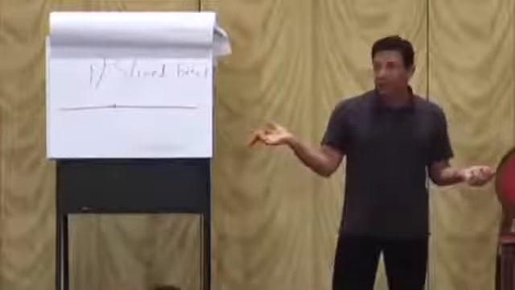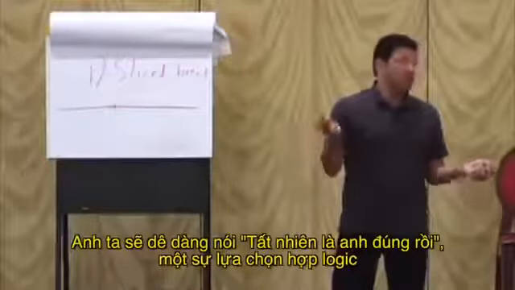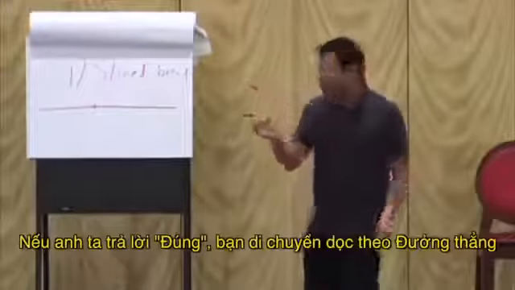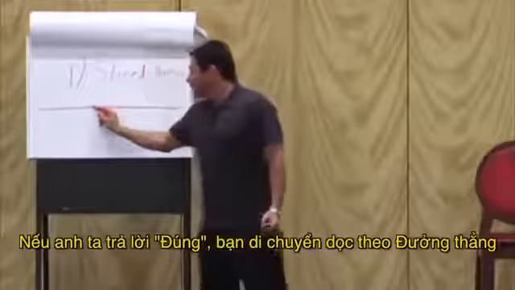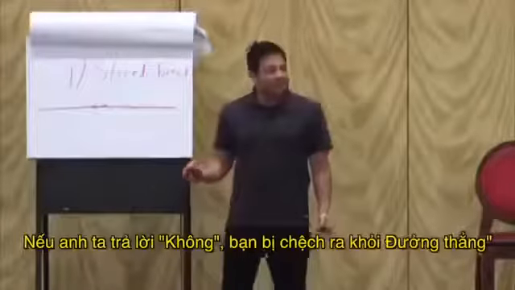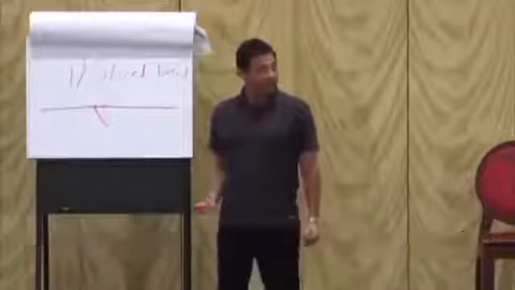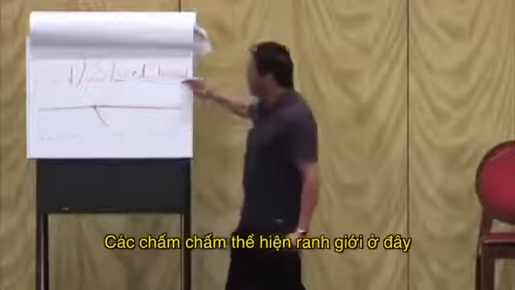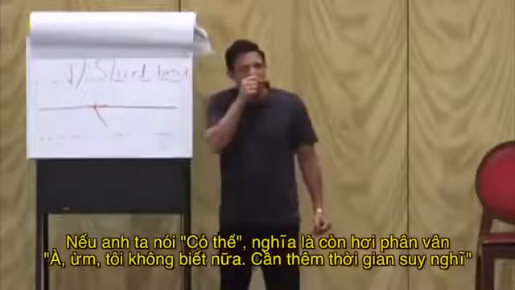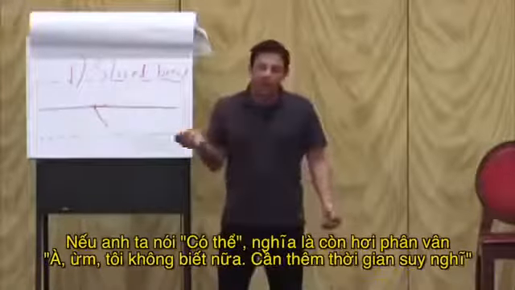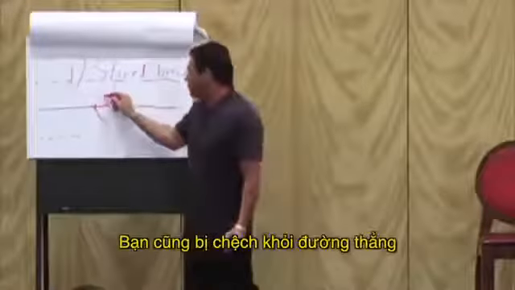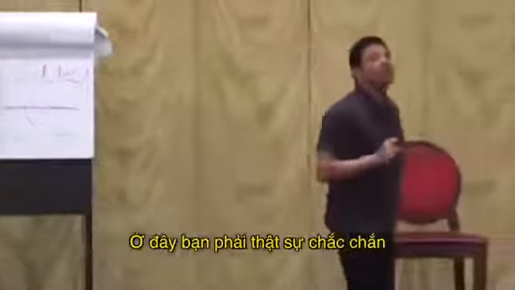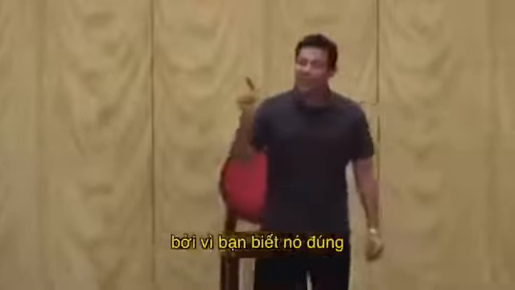Am I right? He could either say, of course you're right, which is the logical choice, because it's true. So if he says yes, you move down the line. If he says no, you move off the line. Let's get our little boxes here, little dots here. If he says maybe, which means wishy-washy, well, yeah, kind of, I don't know, you get that sometimes too, right? You're off the line, okay? Here, what you're going to do is get very, very certain.